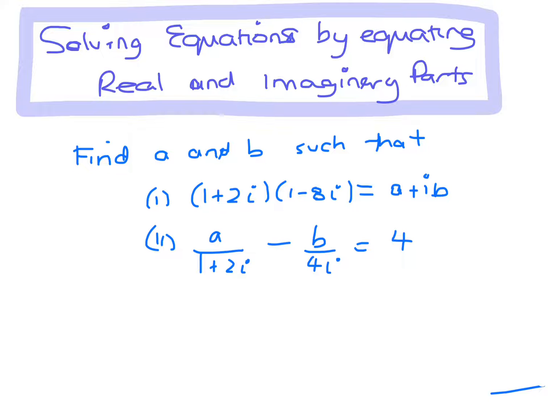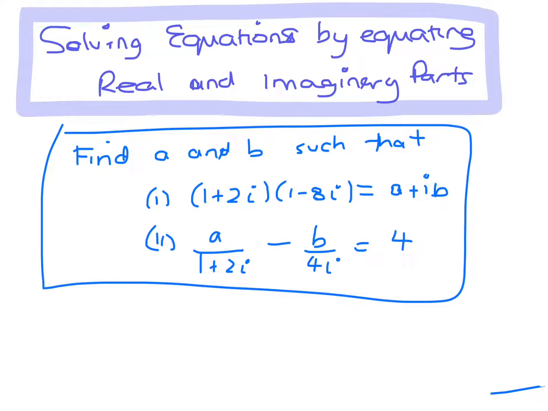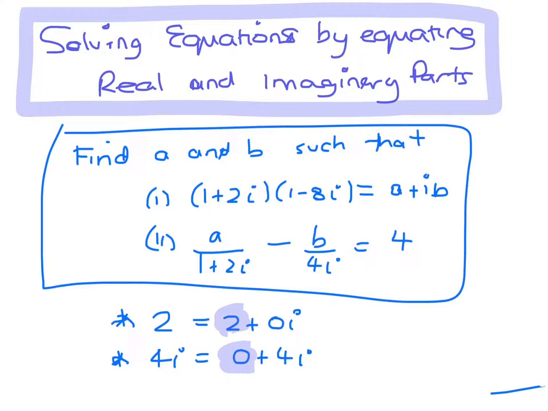Okay, so we're just going to look at finding unknowns using real and imaginary parts. I just want to explain first of all that if you have a complex number 2, it is in the form of 2 plus 0i. And if you have a complex number, say 4i, that's in the form of 0 plus 4i. So these consist of real and imaginary parts. Like 2 is a real part, 0 in that one is the real part. The imaginary part here is 0, and the imaginary part here is just the 4.